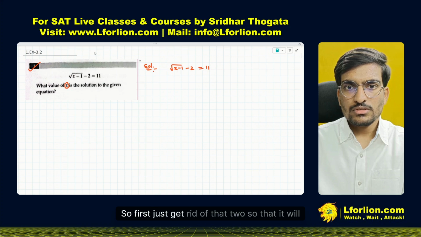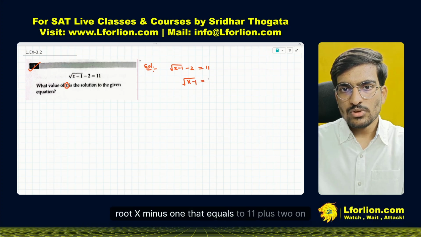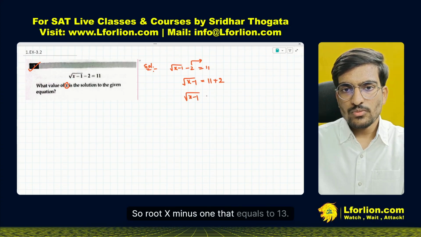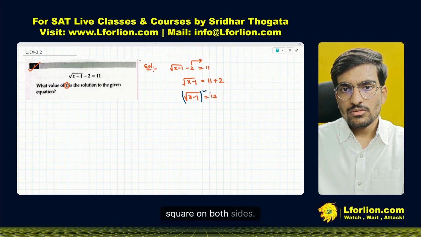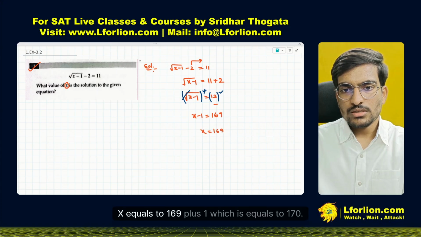So first, just get rid of that 2, so that it will be so easy to get rid of the root later. So root x minus 1 equals 11, plus 2 on both sides, or if you transpose you get plus 2. So root x minus 1 equals 13. Now squaring on both sides, the square and root cancel, so we end up with x minus 1 equals 13 squared, which is 169. x equals 169 plus 1, which equals 170.